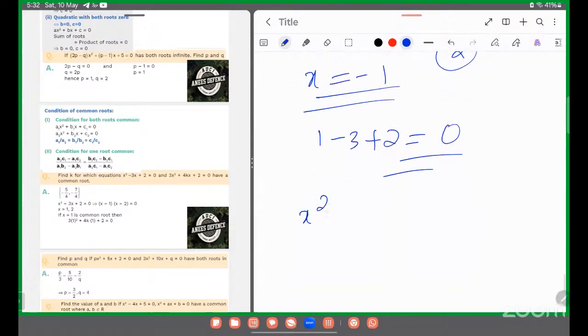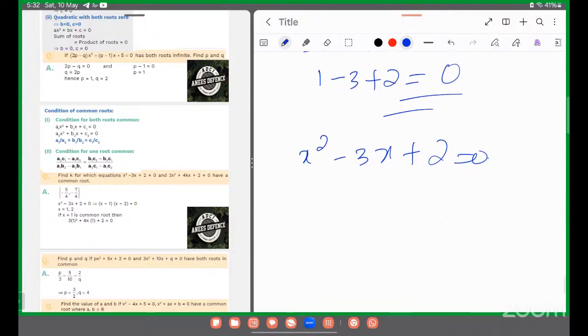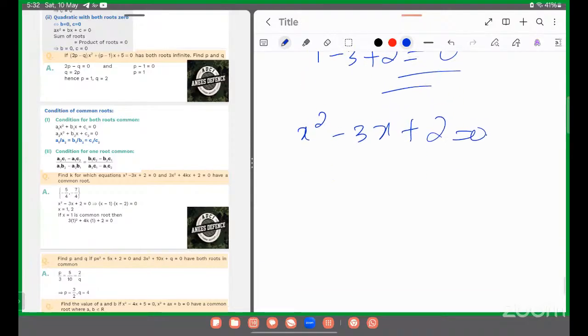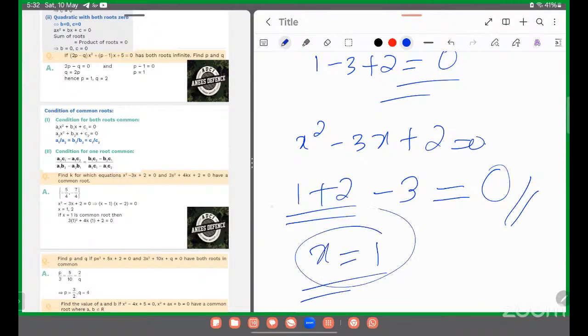Another one: x square minus 3x plus 2 equal to 0. Here, the sum of the even and odd coefficients is 0. The condition is 1 plus 2, that is the sum of the even coefficients, and the sum of the odd coefficients is minus 3. If you add, you get 0. Then x equal to 1 will always be a root.